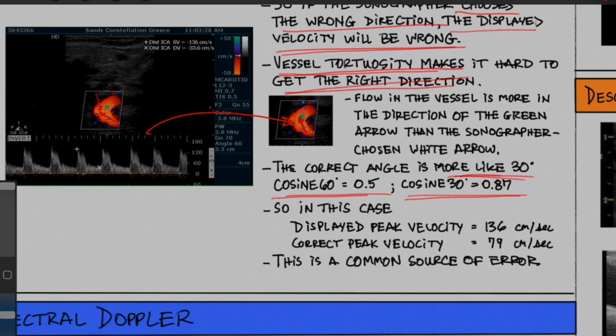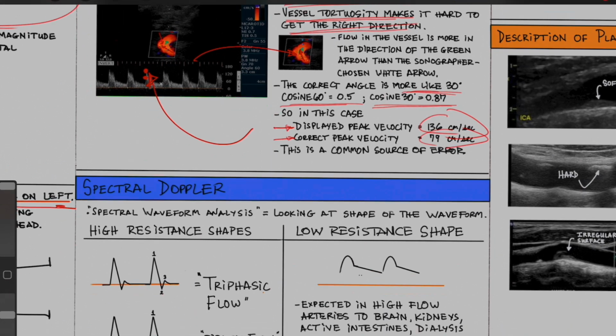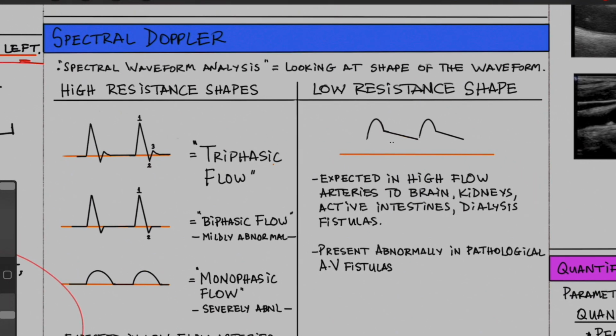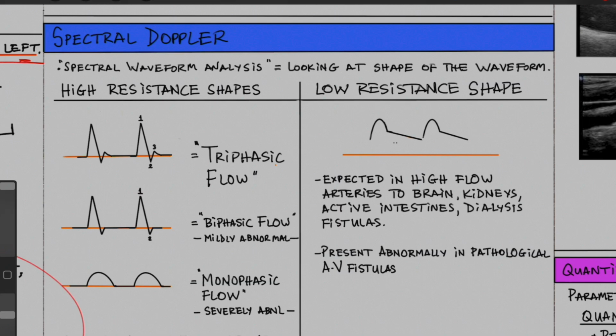And in this case, the displayed peak velocity was 136 centimeters per second, but the correct peak velocity was 79 centimeters per second. So over here, that's what's displayed, but the correct velocity would be more like this. That's a common source of error. I pay attention to that more probably than most people do, but it'll be tested on the RPVI exam. Okay, changing topics, we're going to talk about spectral Doppler.